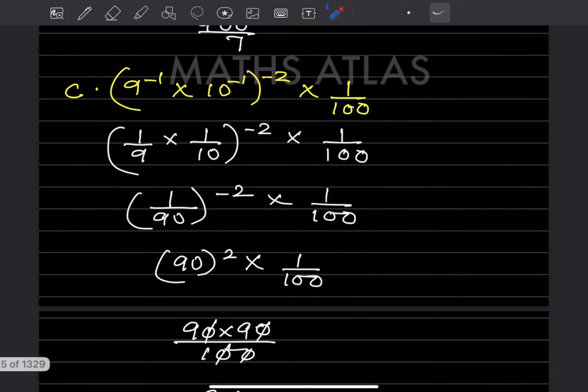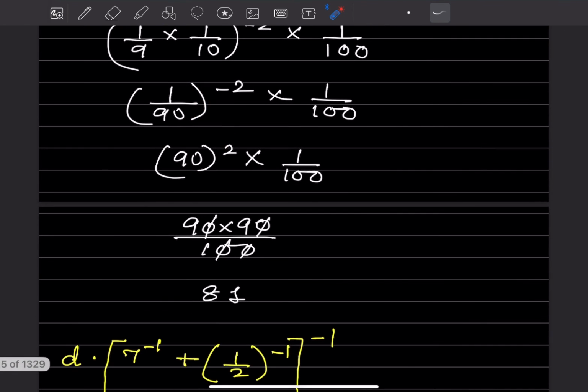So this will make it positive, that will be 90 by 1, which is going to be 90 into 1 by 100. So this will be 90 square, means 90 into 90 divided by 100. So this goes off, which is going to be 9 9s are 81.